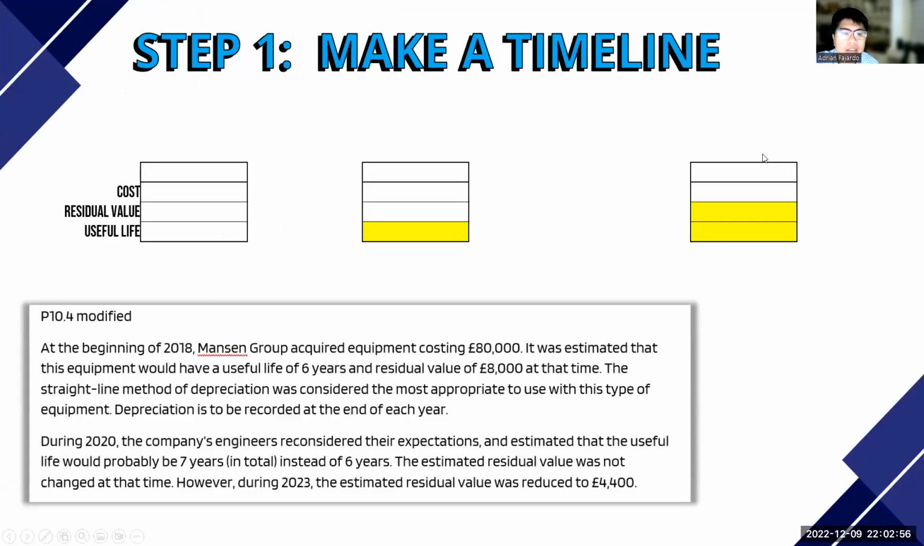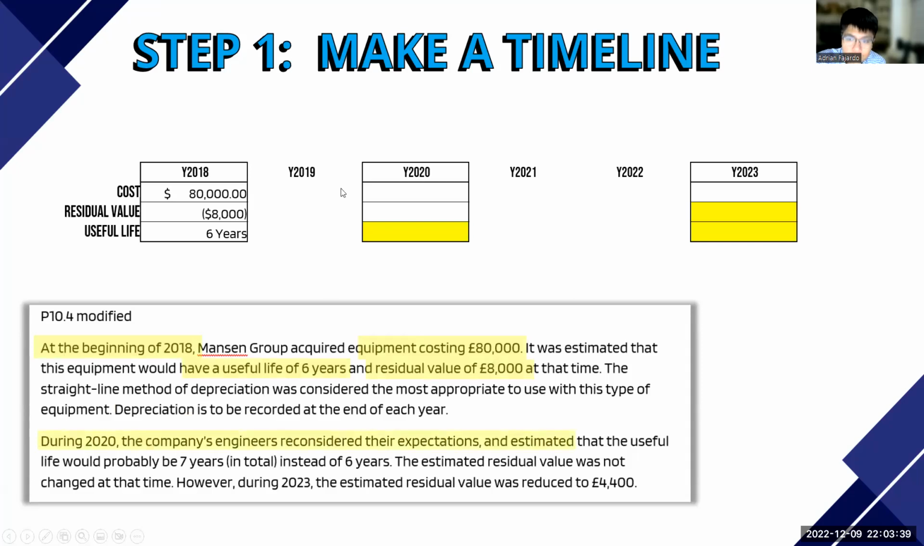And my tip for you is, you make a timeline. Make a timeline year on year. So, let's start with, okay, it begins in 2018. We have an equipment costing 80,000, sorry, I just used dollars. And then, it estimates na may useful life raw of 6 years. So, alam na natin na 2018, 2019, 2020, 2021, 2022, and 2023. 6 years. And then, the last is may residual value raw of 8,000.